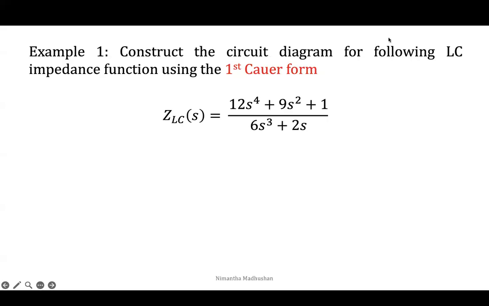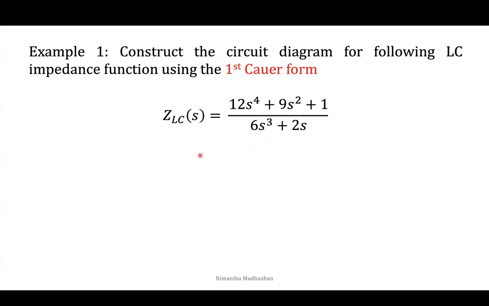Hi, this is another example of synthesis of passive network. You can see this is the LC impedance function. We said LC is equal to the numerator part is 12 times s to the power 4 plus 9 times s squared plus 1, and the denominator 6 times s to the power 3 plus 2s.